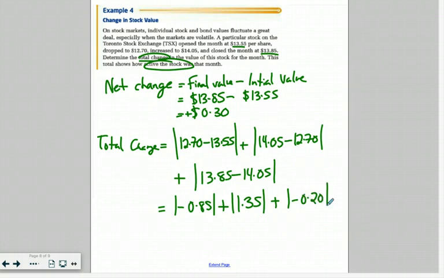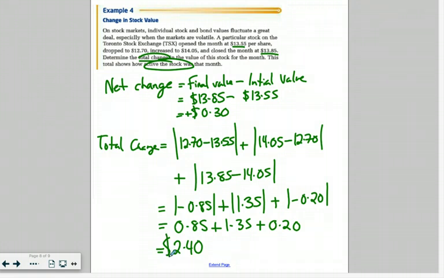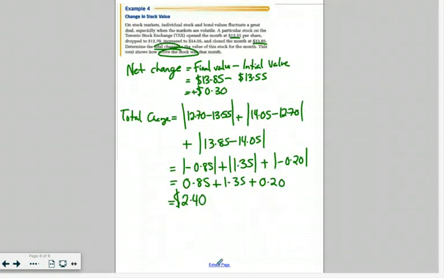And again, because we're interested in the total change, not the direction, not the net change from beginning to end, but the total amount that it moved going back and forth, we're going to take the absolute value of all those things. So we're just going to turn that into a positive 0.85. We're going to leave that as a positive $1.35. We're going to turn that negative 0.2 into a positive 0.2. And we add them all up. So 0.85 plus 1.35 plus 0.2. And in total, we get 2.40, and that would be in dollars. So the total change of the stock was $2.40 in the month.